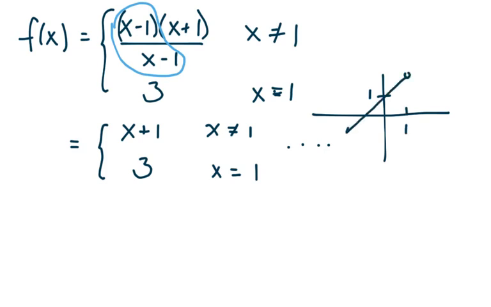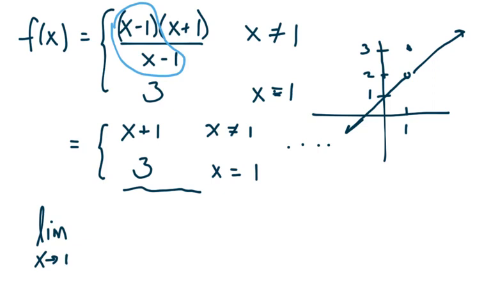So here we go, that's the first piece, and then we have the second piece of the piecewise function telling us that at 1 we're assigning the function value of 3. So this is an example of a removable discontinuity. Basically, the limit as x approaches 1 of our function f of x is equal to 2.